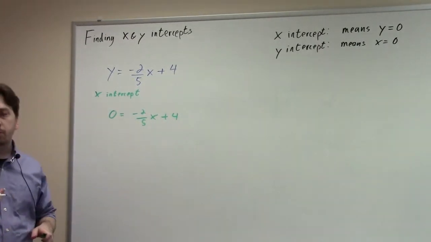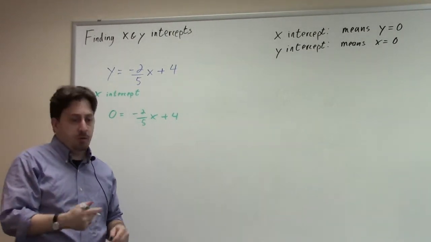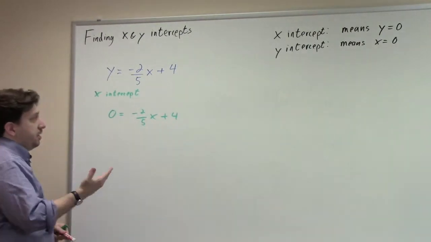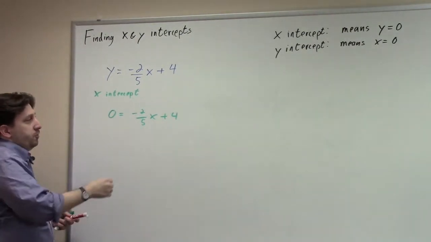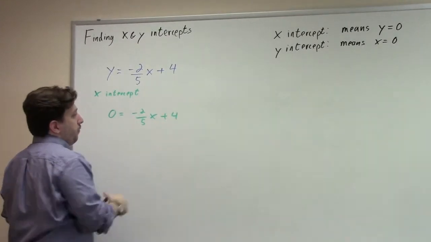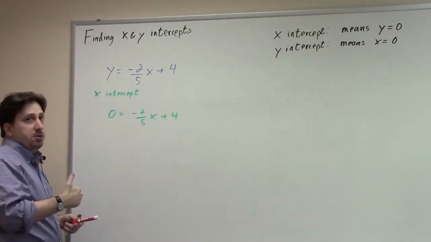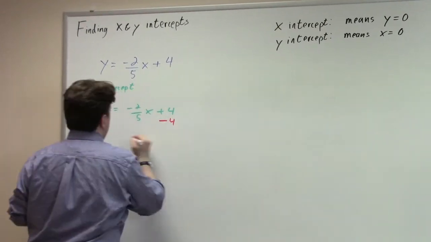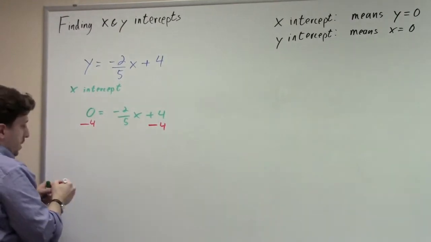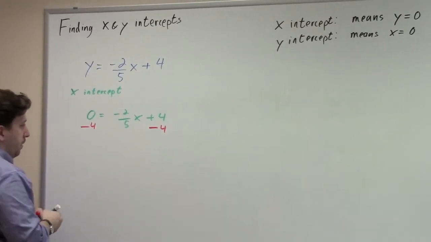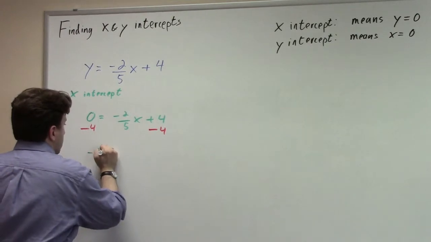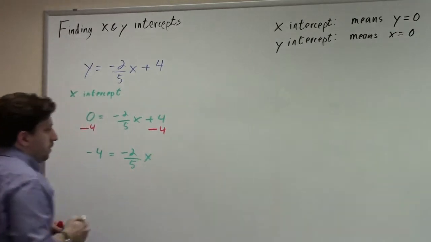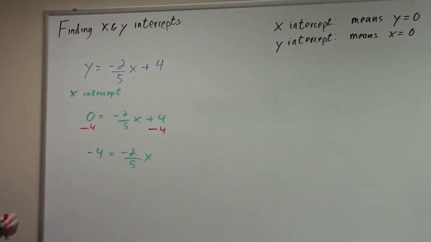And in this case, we're going to have a little bit more work that we need to do in order to solve this. So the first step that I want to take here is I need to get my x term by itself, which means I need to get rid of this positive 4. And since I have plus 4 there, I need to subtract 4 from both sides. Okay, so that's going to give me negative 4 equals negative 2/5 x.